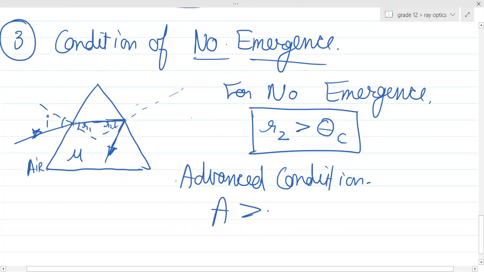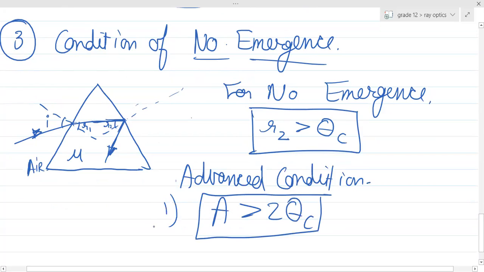The angle of prism should be greater than twice the critical angle. These are conditions. I'm not giving you the derivation. From this condition, we have derived this. I have the derivation. If you want, I can just click a picture of that and send it to you. Anyway, I don't know whether it will be understood or not, but this is one condition.